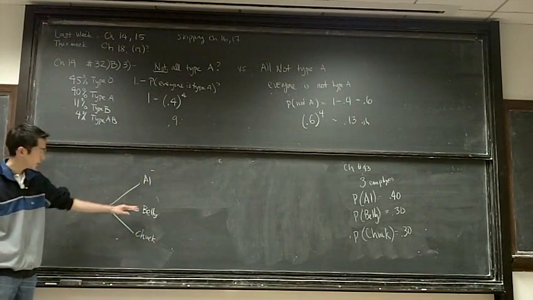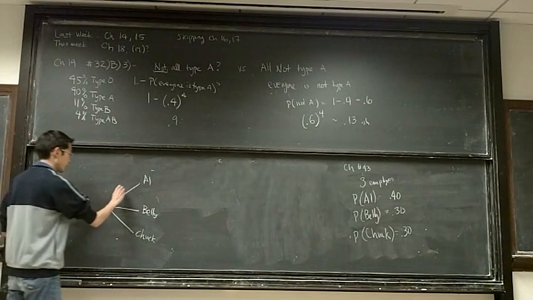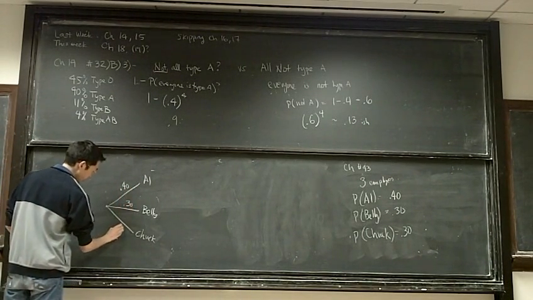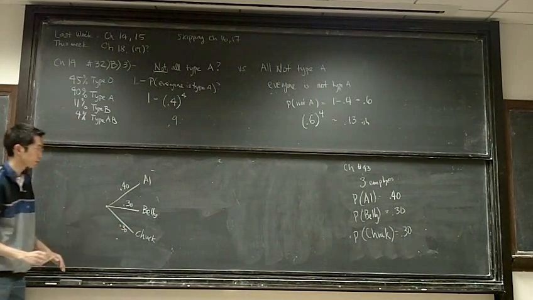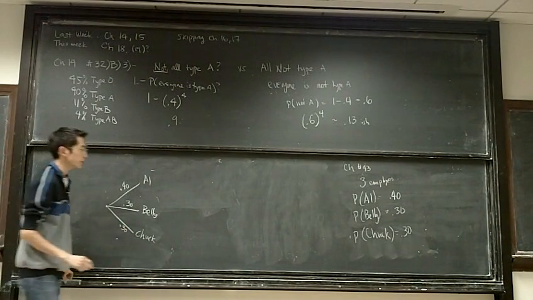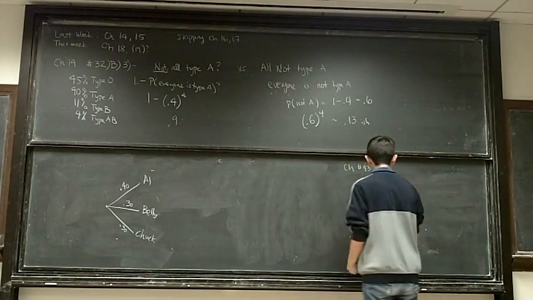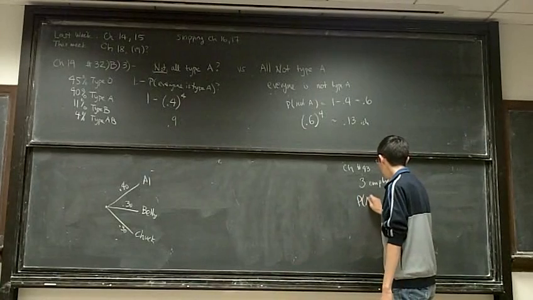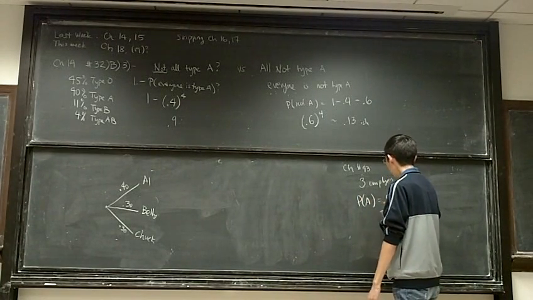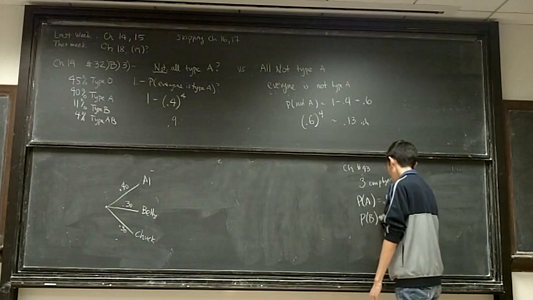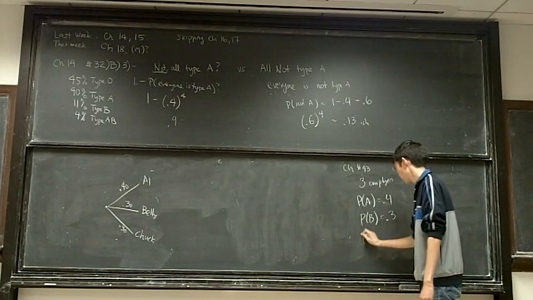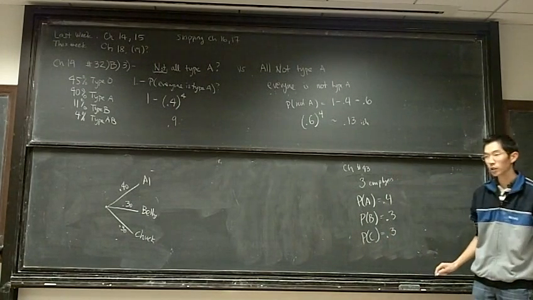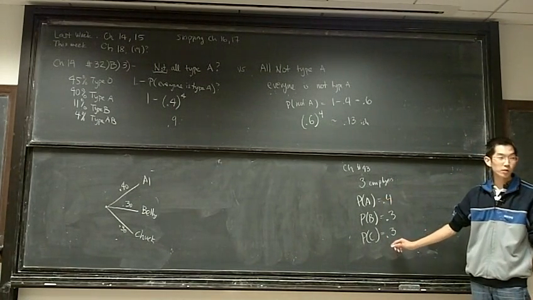And we've got Al, Betty, and Chuck. Al washes 40%, Betty washes 30%, and Chuck washes 30%, okay? So if I just abbreviate all of these to A, B, or C, then we have the probability of A being 0.4, probability of B is 0.3, and probability of C is 0.3, okay?